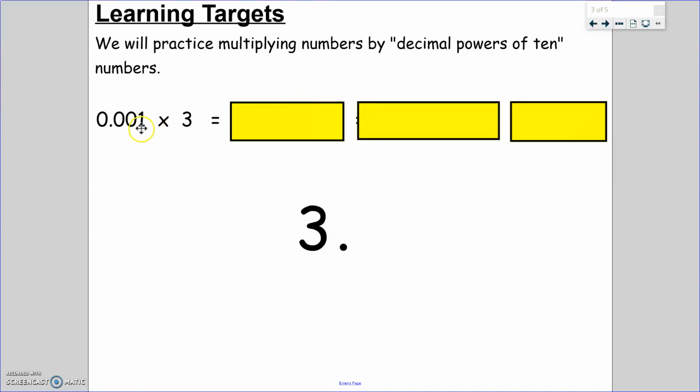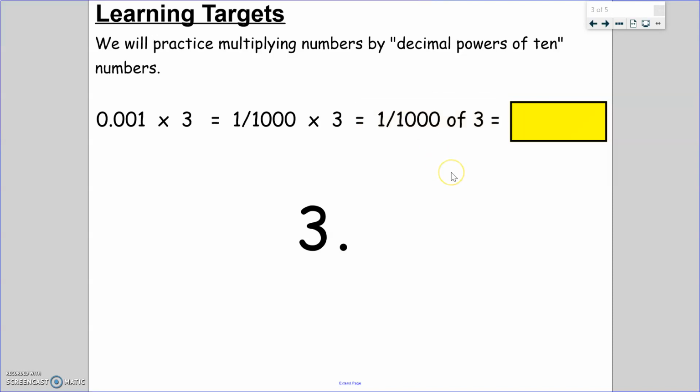This one we have 0 and 1/1000th times 3. If I want to write that as a fraction, I could write it as 1/1000th times 3. The meaning of that is, what is 1/1000th of 3? So if I wanted to know what is 1/1000th of 3, then I would take 3 and divide it by 1,000. Dividing by 1,000 is the same thing as dividing by 10 to the third power. And so that means 3 decimal shifts.